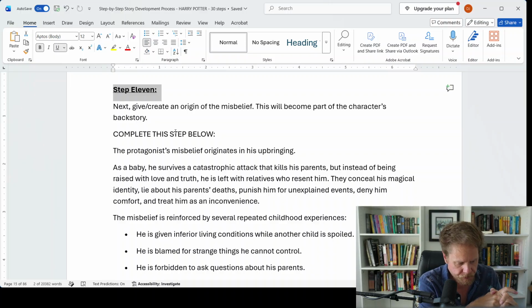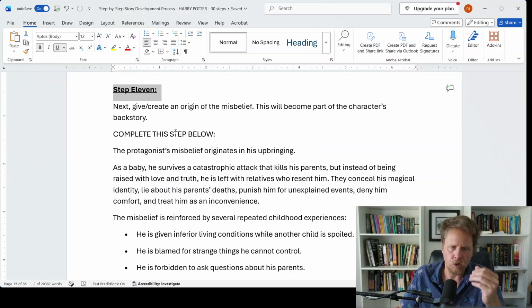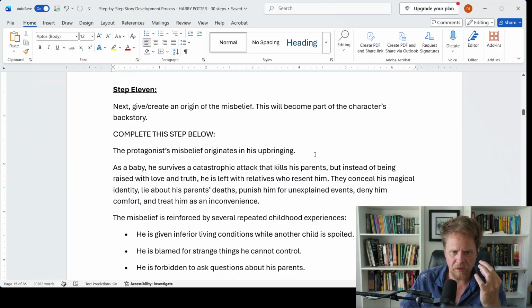Why is this important? Well, let's say that Harry has this misbelief that he's unimportant and he's normal and things like that. If he just starts acting out of that misbelief and your readers continue to see this flaw coming out, but they don't understand where it comes from, they're going to be confused. So you have to have a credible backstory for why your protagonist has this misbelief. That's what this step is all about.